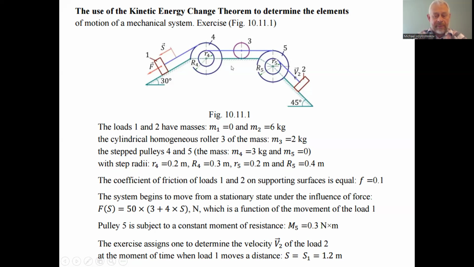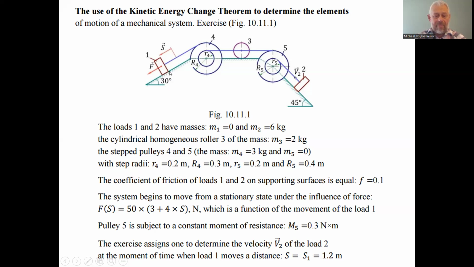Pulleys number 4 and number 5 have fixed axes. So these two pulleys rotate around the fixed axes of the stepped pulley 4 and the stepped pulley 5. And this roller moves along the horizontal surface.